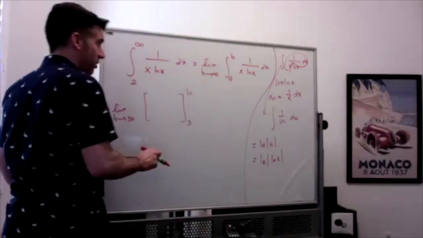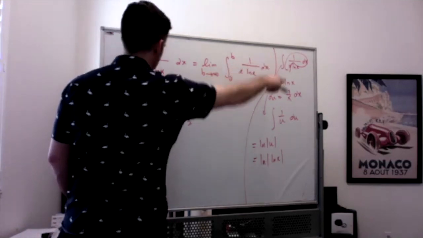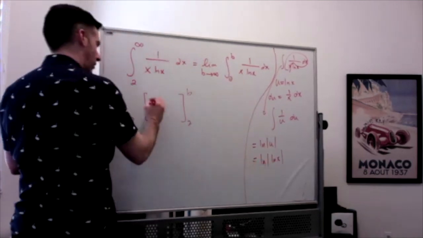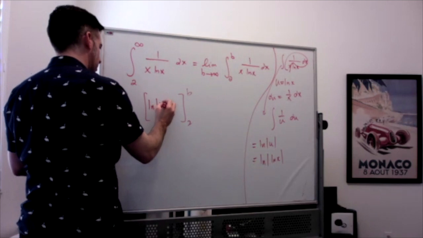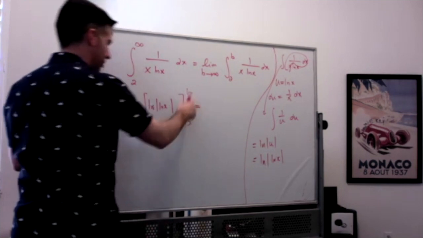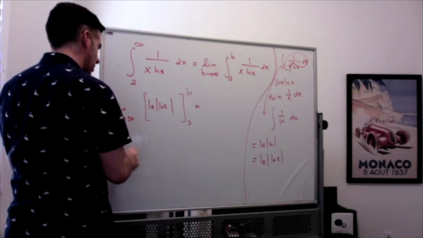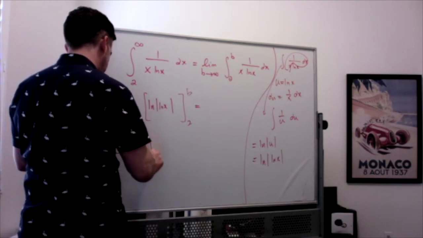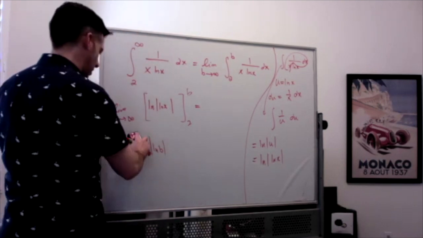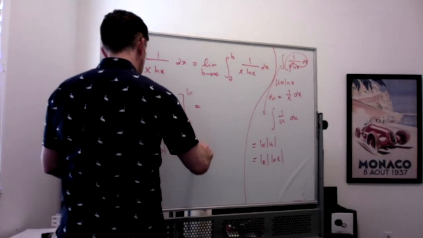So then we say, okay, the limit as b goes to infinity of the integral from 2 to b of 1 over x natural log of x dx is the limit as b goes to infinity of the natural log of the absolute value of the natural log of x, from 2 to b. And then we plug in the limits of integration. We get the limit as b goes to infinity of the natural log of the absolute value of the natural log of b, and I mean absolute value here, minus the natural log of the absolute value of the natural log of 2.